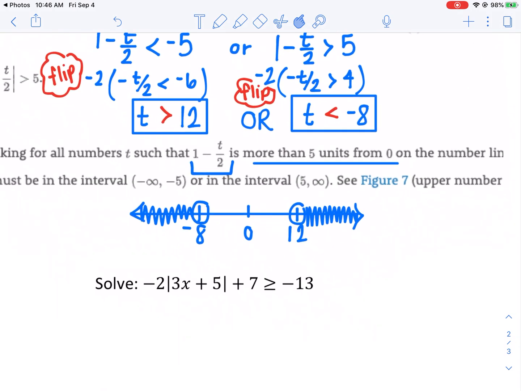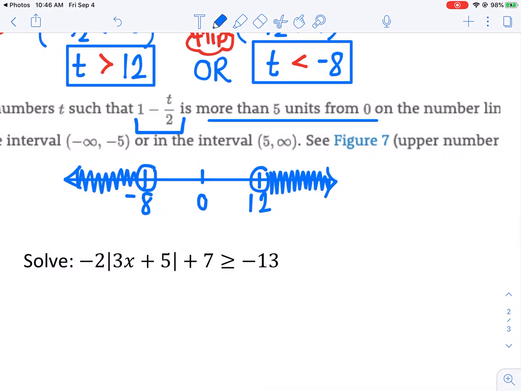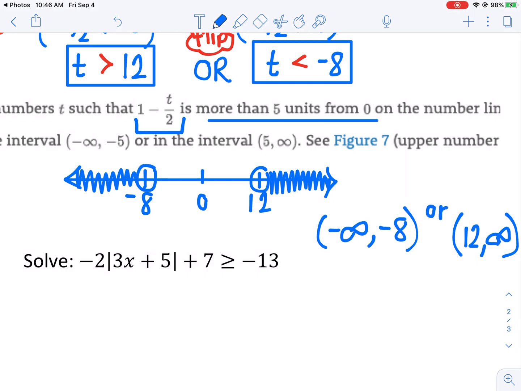If you want to write it in interval notation, if it asks for that, you could write negative infinity to negative 8 and 12 to infinity. The symbol in between, you could put or, the other option is a U. That means both of those put together will be your answer choices. But I'm okay with just putting or.